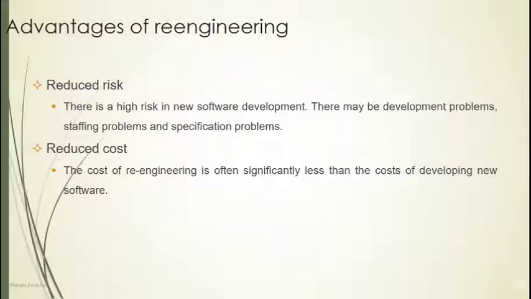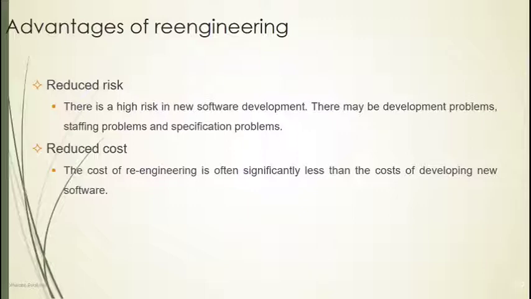Staffing problem means that the person or team member involved in developing a software may be shifted to some other organization, and then maintenance or evolution of that particular software becomes very difficult. You have seen that the maintenance cost for the evolution process is high. So these are the high risks, and re-engineering reduces the risk. Then reduced cost: the cost of re-engineering is often significantly less than the cost of developing new software.